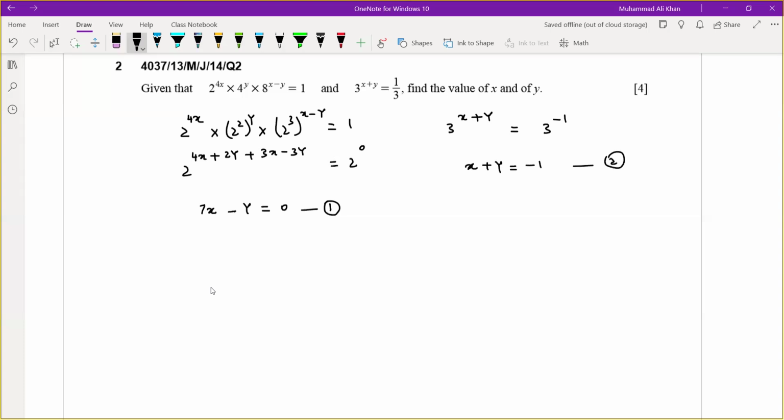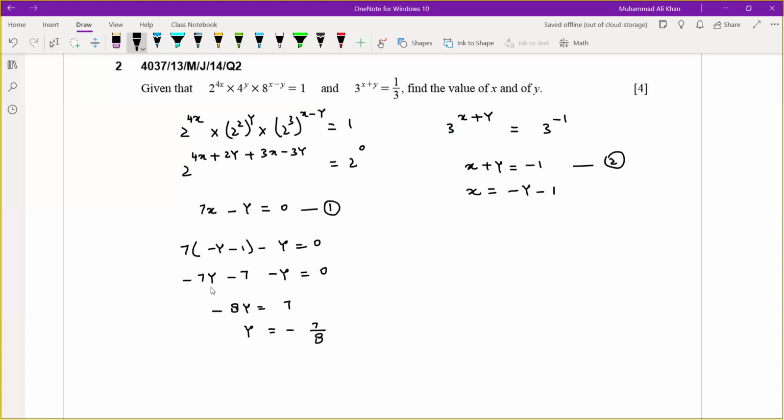From this, if I say that the value of x is minus y minus 1, replace in equation 1. So 7 times minus y minus 1 minus y equal to 0. Minus 7y minus 7 minus y equal to 0. Minus 8y equals to 7. And the value of y is minus 7 over 8.